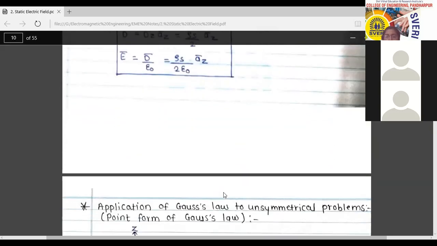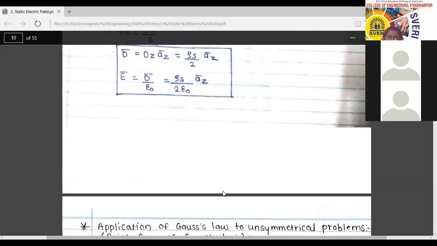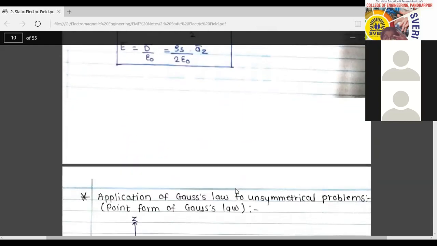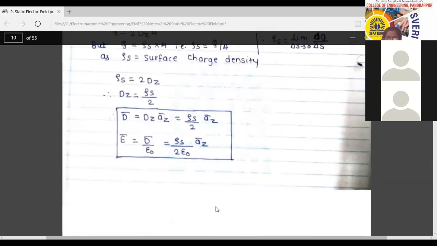So here we have seen the two applications of our Gauss law. In the next lecture we'll see the application of Gauss law for the unsymmetrical problem, or the point form of Gauss law, and that is very important. So everybody be present for the next lecture also.